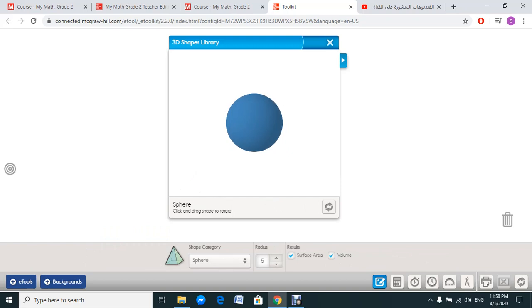Okay, this is the sphere. Can you see that however you round it, it will stay the same? That means it doesn't have any faces, any edges, or any vertices, okay? This is all of our lesson for today. Let's start solving the book questions.